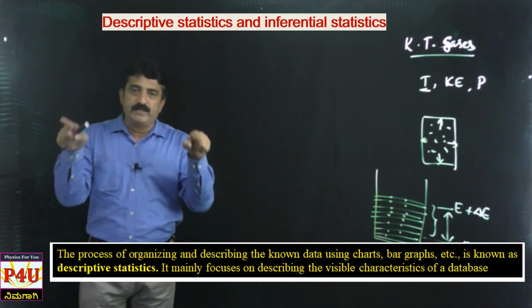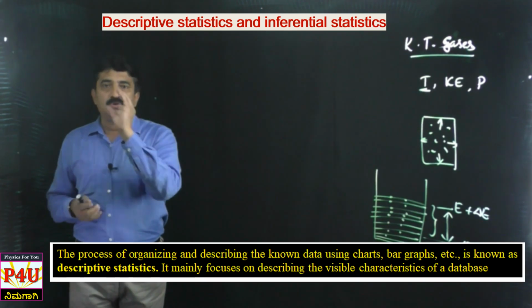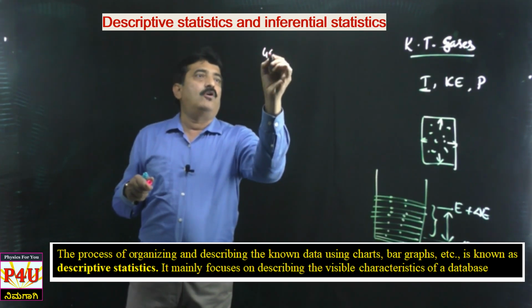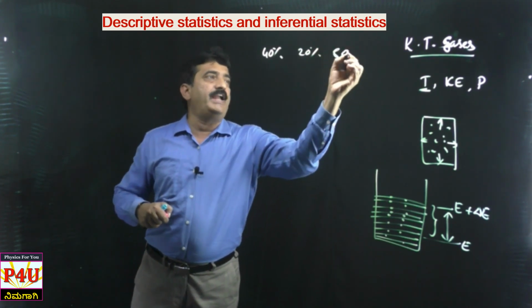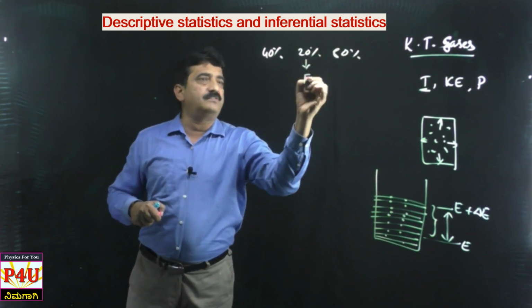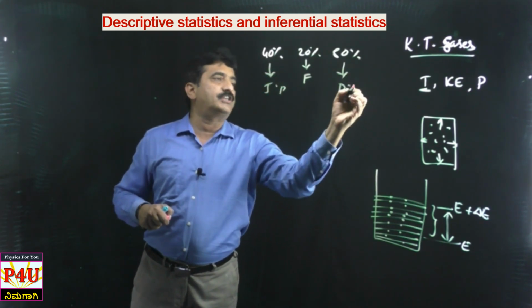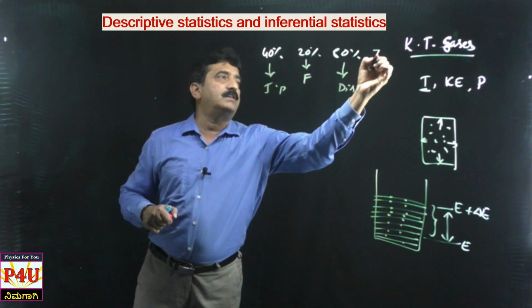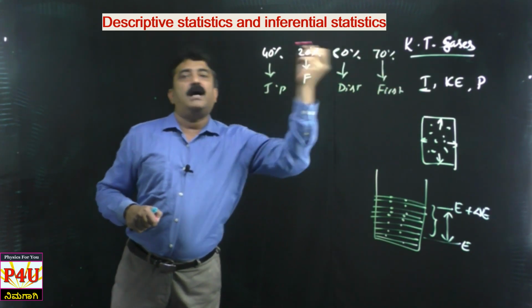Well, I will do one thing. I will make charts. How many students have scored 40%? How many students have 20%? How many students have scored 80%? 20% means fail. This is just pass. 80% means distinction. Okay, how many students have scored 70 or 60%? That is first class. This I want to do.